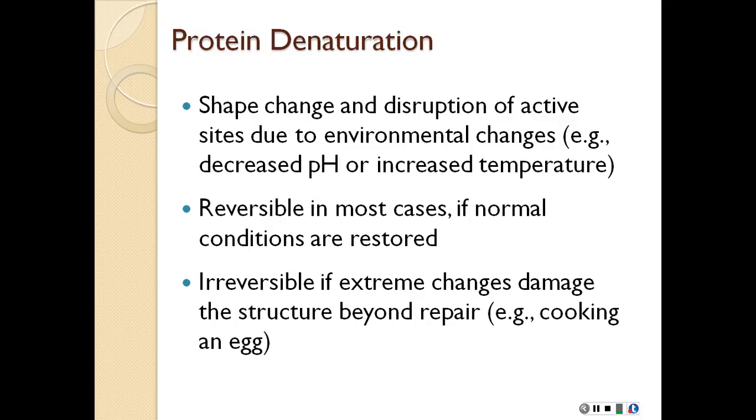When you cook an egg, notice that the egg white is clear before you cook it. And after you cook it, it turns what? White. So what has happened is that protein has denatured. And notice you can't make it go back to being clear again. So that's an example of denaturation that is irreversible, and that's because of the extreme temperature change.